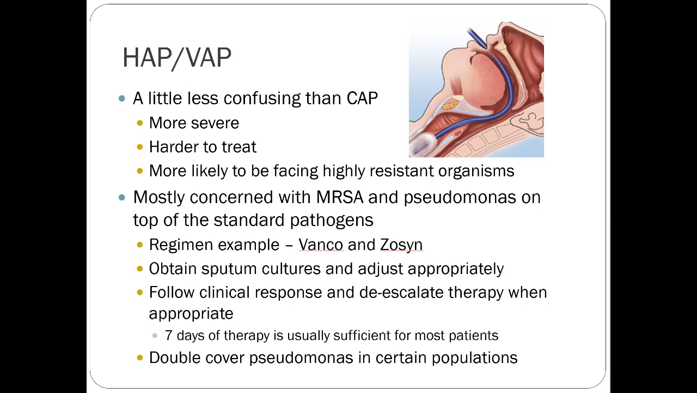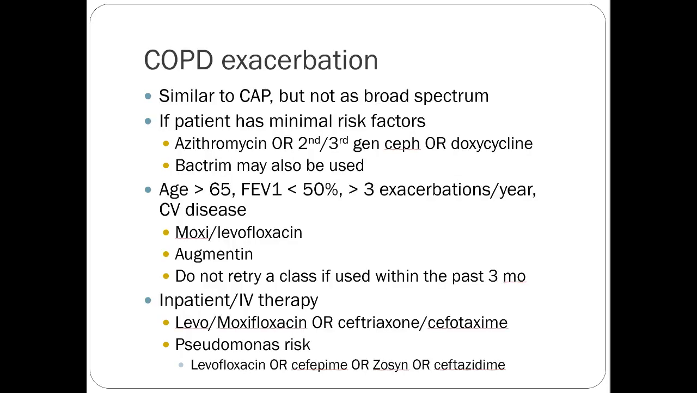HAP and VAP, pretty straightforward. Somebody's in the hospital, somebody gets a pneumonia because of it. So we're going to treat it broad spectrum, start with vancomycin and Zosyn or vanco-cefepime. Usually don't have to cover anaerobes for these patients. So vanco-cefepime, vanco-Zosyn, vanco-imipenem, meropenem, whatever penem you want to pick other than ertapenem would be all acceptable. Usually 7 days. Some patients, again, our ICU patients, are probably going to double cover them right off the bat.